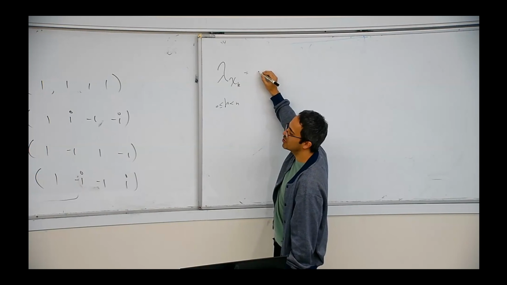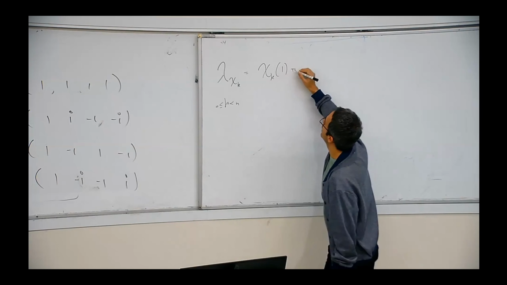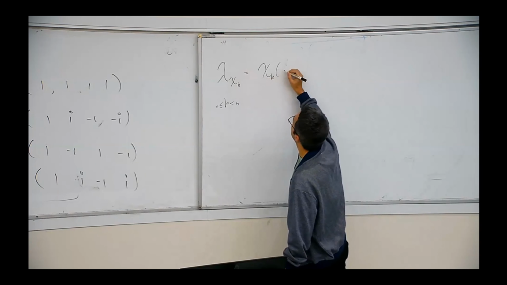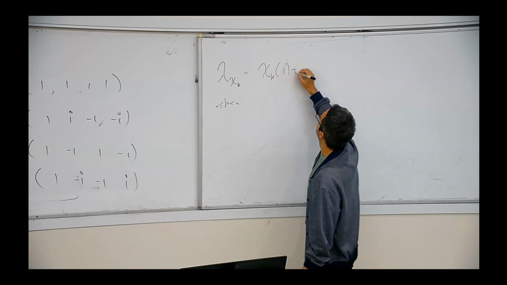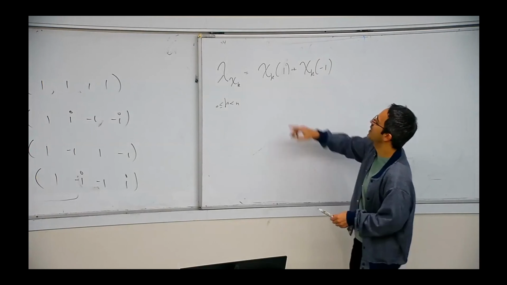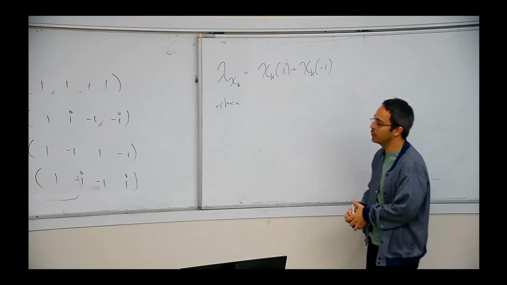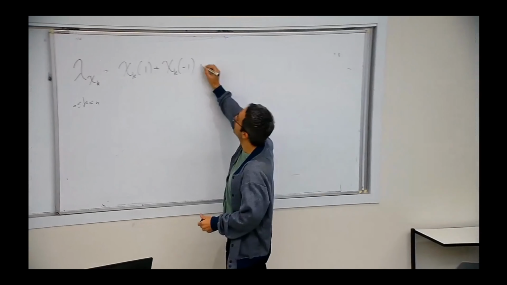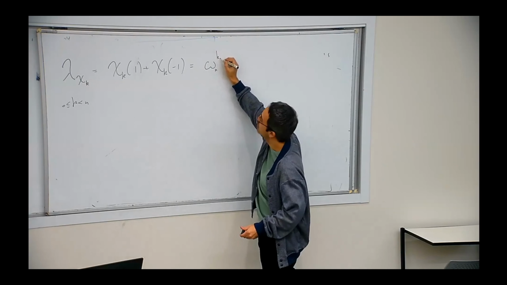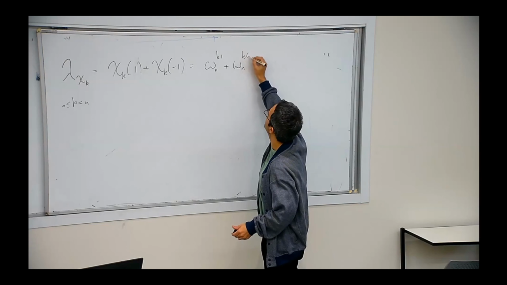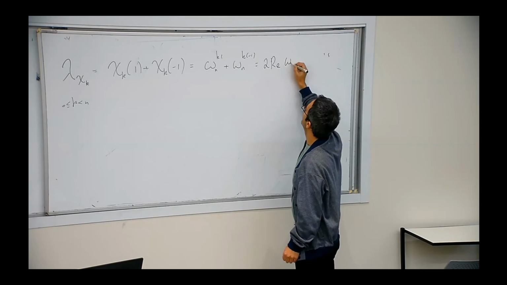So I need to write the sum of all generators of this applied to each of the generators. So it's chi k of 1, plus chi k of minus 1. And then summing over all possible generators, the evaluation of the character on that generator. But we know what these are. Chi k of something is omega n to the k times the something, so omega n to the k times 1 plus omega n to the k times minus 1, which is just twice the real part of omega n.